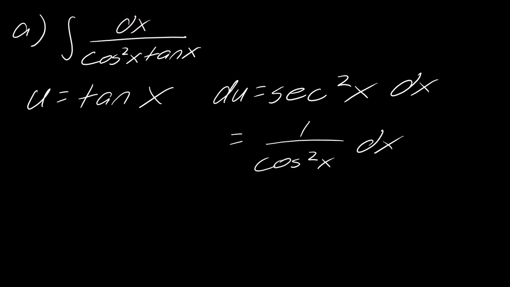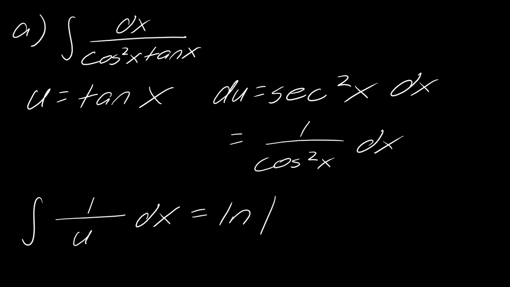So now I can see that I can rewrite this as 1 over u du. That's actually it. That's all I have to write. And so then this becomes the natural log of tangent x plus c. So that would be it for that one. So it's a little bit more creative in how you approach your substitution.